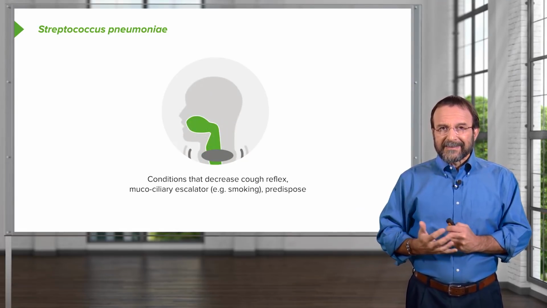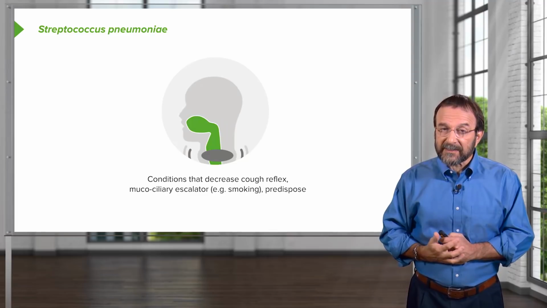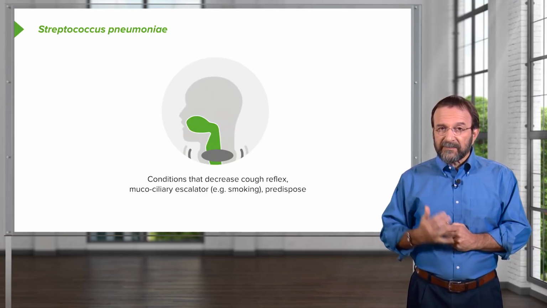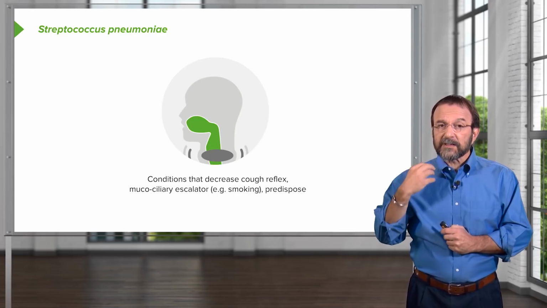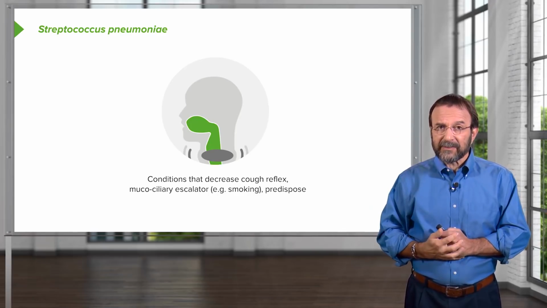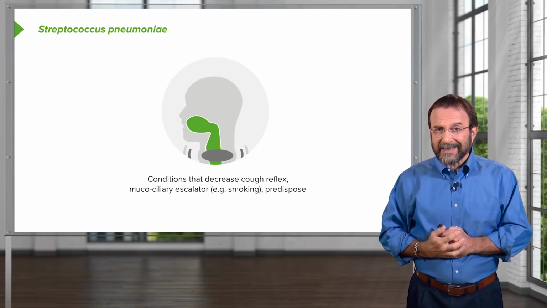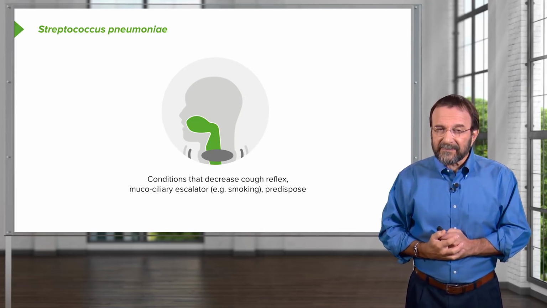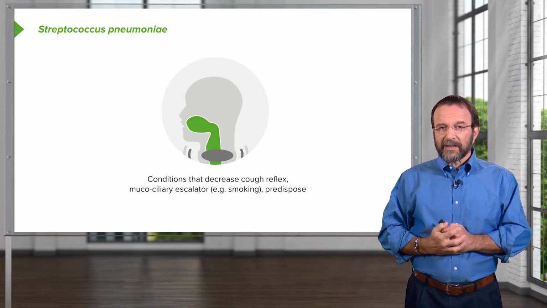Conditions that decrease your cough reflex are important for susceptibility to pneumonia. Coughing is an important way of expelling organisms in your mouth and nasopharynx. We also have something called a ciliary elevator in our respiratory tract.